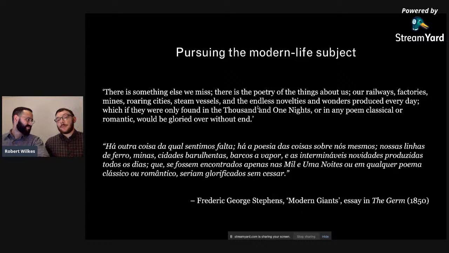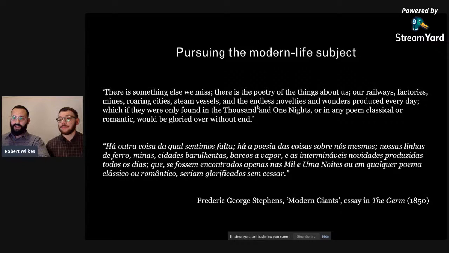There is something else we miss. There is the poetry of the things about us, our railways, factories, mines, roaring cities, steam vessels, and the endless novelties and wonders produced every day, which if they were only found in the Thousand and One Nights, or in any poem classical or romantic, would be gloried over without end.